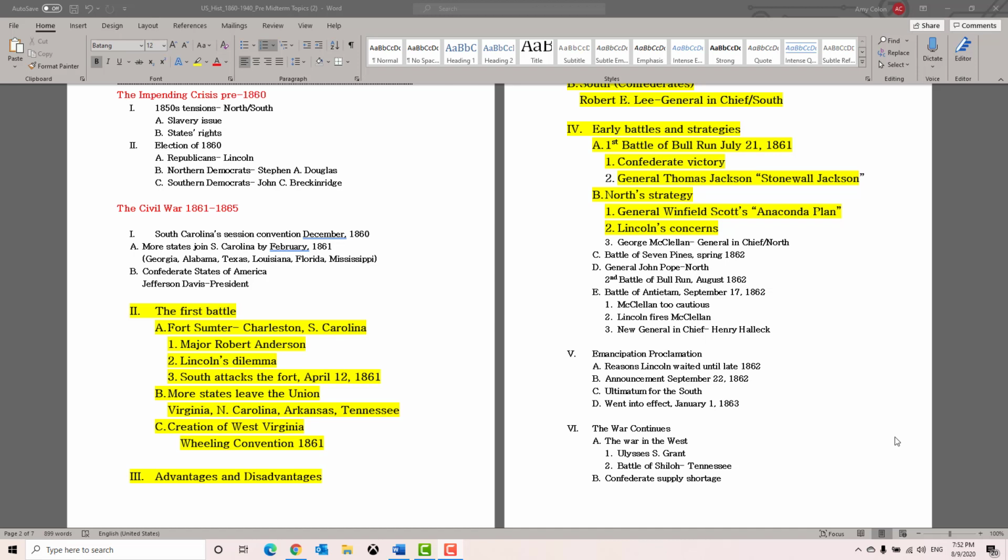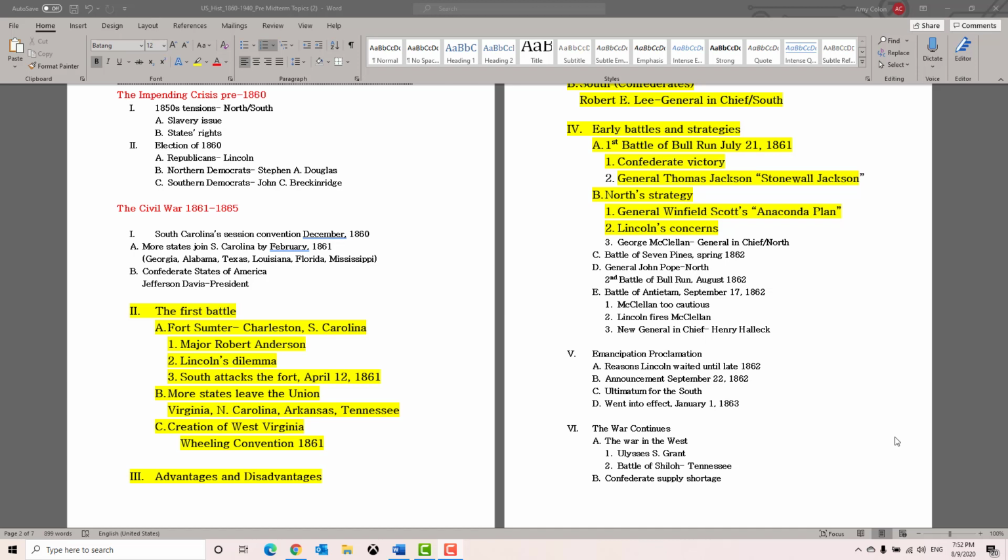Just to recap, we discussed that Lincoln, the Republican candidate, won the election in 1860, and that led to South Carolina leaving the Union. Other states joined them because they were fearful that Lincoln secretly supported an end to slavery, and they were concerned about the continuation of slavery and their economic prosperity.